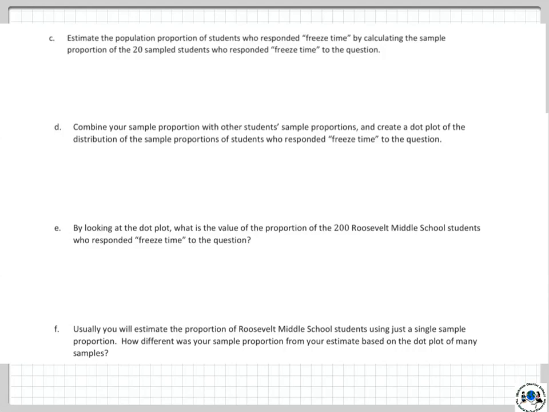If we're going to estimate the population proportion of students who want freeze time by calculating the sample proportion, doing mine, I would estimate that it's going to be pretty close to 0.05 as an estimate for those from the population who chose freeze time. Again, my n was 20 students. This population, of course, is 200 students total.